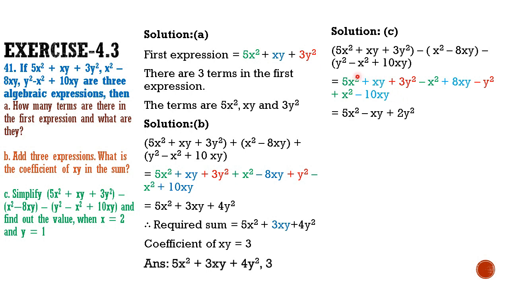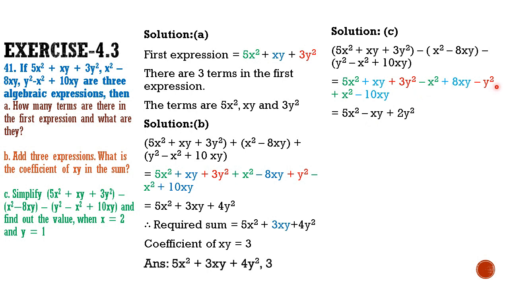Now 5x square minus x square plus x square. Minus and plus, that would be minus. So from x square we will subtract x square, we will get 0, and the rest is 5x square. So we will write down 5x square in here. After that, plus xy plus 8xy, if we add them, plus and plus, that would be 9xy, and minus 10xy. So plus and minus, that should be minus. So from 10xy, if we subtract 9xy, we will get minus xy.